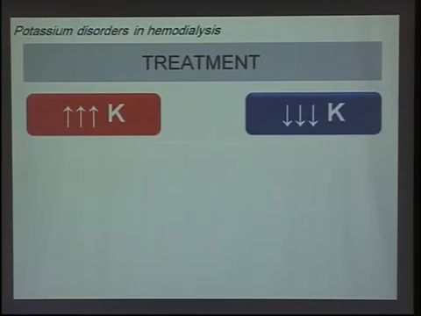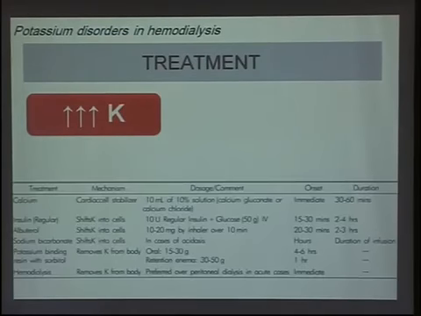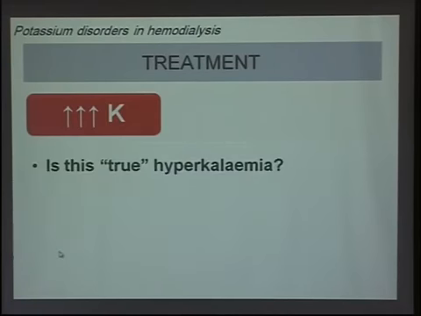What about treatment of dyskalemia? In fact, the only 2 modalities to treat hyperkalemia which work immediately are IV calcium to protect the heart, and hemodialysis. Other strategies might take up to hours, like sodium bicarbonate and oral cation exchange resin.